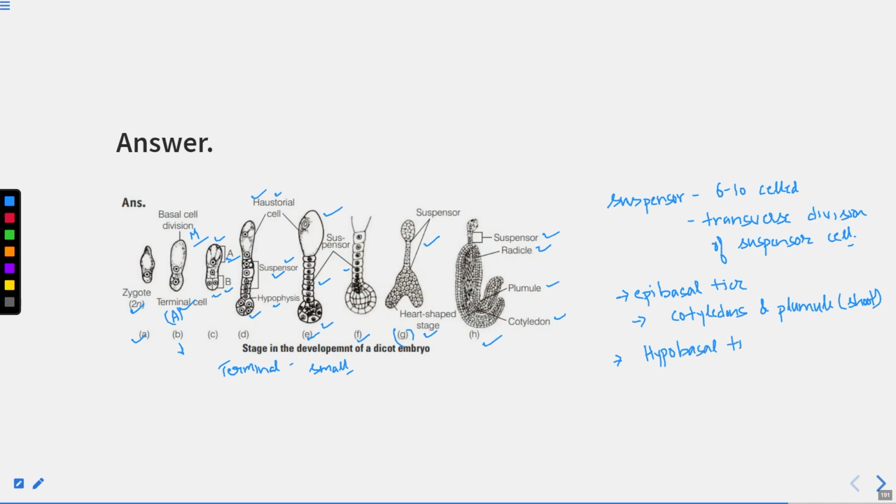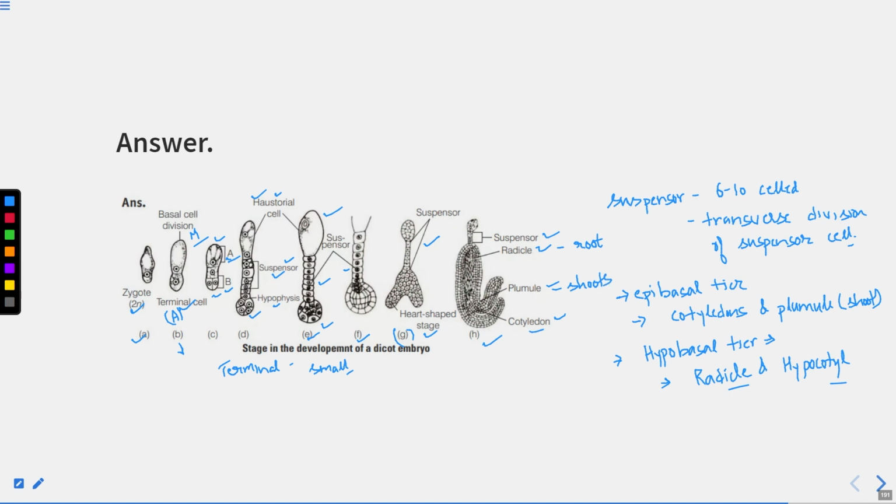Hypobasal tier. This hypobasal tier will give rise to the radicle and what else? Hypocotyl. Here you can see plumule, you can see radicle. Radicle will give rise to what? Root. Plumule will give rise to the shoots.